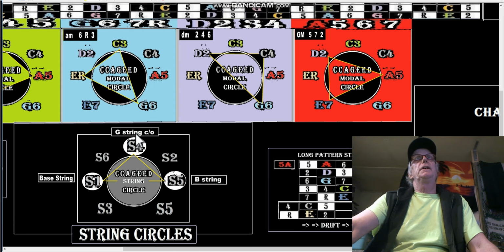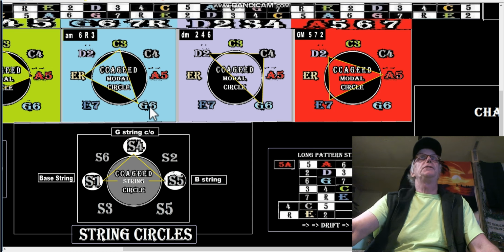String circles here. In the root 2, 3, we would start in any of them. String 1 is going to be the bass string in any of these cages. G string is going to be what? On the 4th string, the cutout. B string is going to be on the 5th. So let's look at A minor. Let's look at our G shape right here.